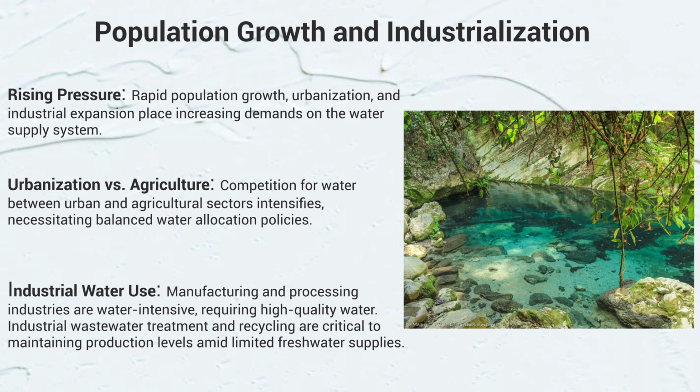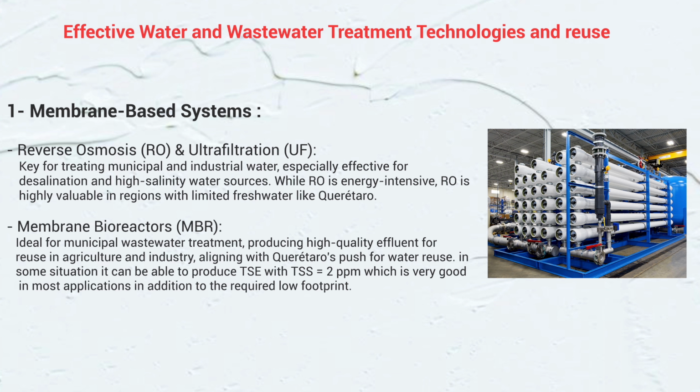To tackle these challenges, advanced water treatment technologies are being employed, such as reverse osmosis and ultrafiltration, which are essential for treating both municipal and industrial water in Querétaro. These technologies are particularly useful in the desalination process and in reducing high salinity levels in water supplies. Additionally, membrane bioreactors, which are called MBR, are effective for treating municipal wastewater. They produce high quality water that can be reused for irrigation and industrial purposes, helping to meet the region's water reuse goals.